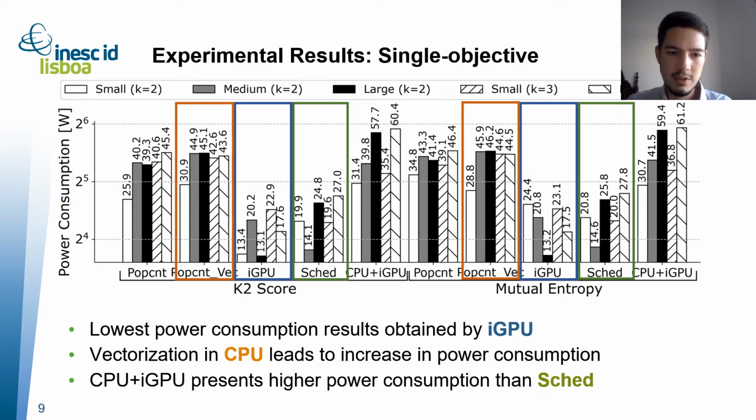Looking at the power consumption results, we can see that the lowest power consumption overall is obtained by the integrated GPU, and when comparing the pop count and the pop count VEC versions, we can see that enabling vectorization in the CPU will lead to an increase in power consumption. And when comparing all versions, we can see that the CPU and iGPU version has the worst overall results for power consumption, and these are much higher than, for example, the scheduler version, which has comparable performance.